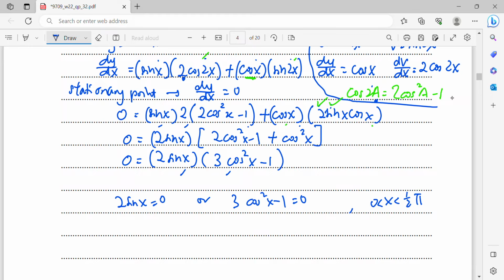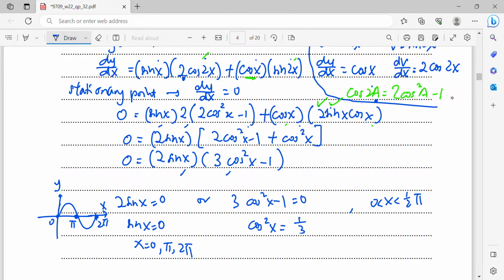So when 2 sine x equals 0, which means sine x equals 0, and hence now when you refer to the sine graph, so this is our sine graph. The graph will be 0 at 3 points: 0, pi, and 2 pi. Right? So I will write x equals 0, pi, and 2 pi. And then for the second term, cos squared x equals 1 over 3. So now cos x will be plus minus square root of 1 over 3, or 1 over square root 3.